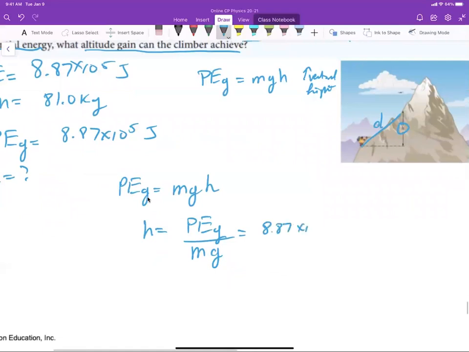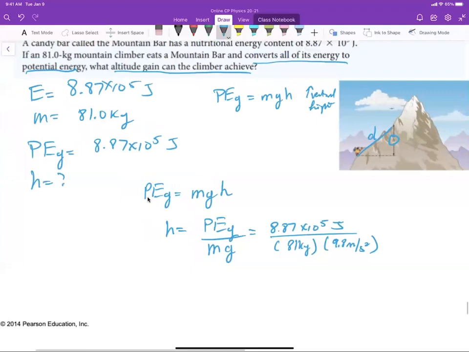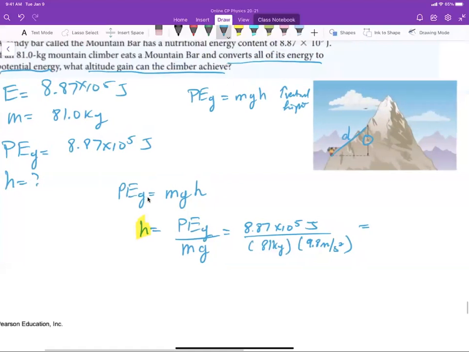8.87 times 10 to the 5th joules divided by the mass, which was 81 kilograms, and 9.8 meters per second squared. Now, since I am in SI units, and I have used all the proper SI units, if I'm looking for height, my unit will come out to be meters. And I find that to be 1,117 meters.